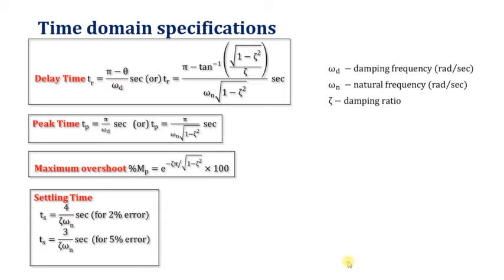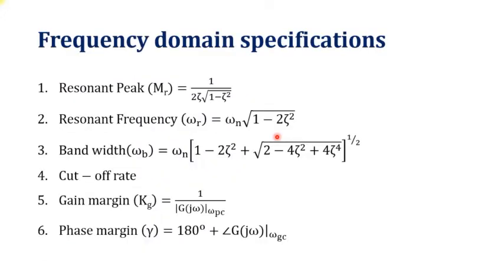This fully depends upon the damping ratio eta, the damped frequency and the natural frequency. These are all the time domain specifications or time response analysis parameters. We also know that the frequency domain specifications are resonant peak, resonant frequency, bandwidth, cutoff rate, gain margin, phase margin. These are all the various parameters related to frequency domain analysis or frequency response analysis.